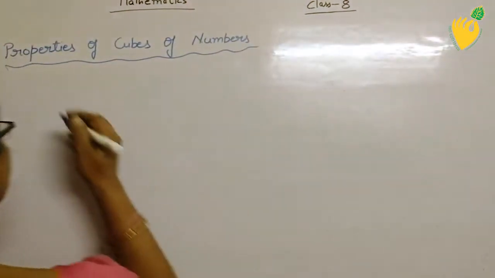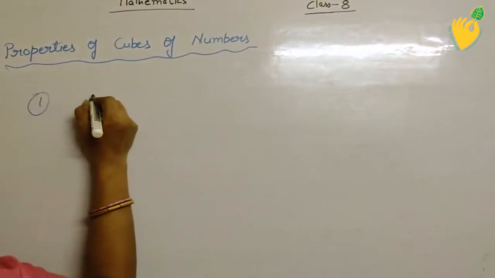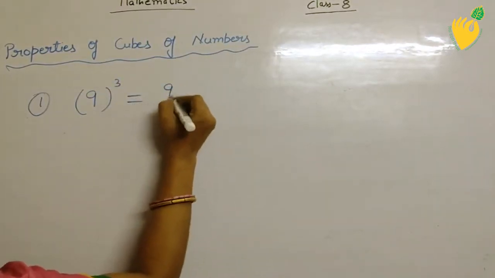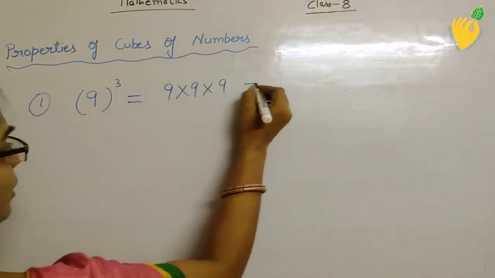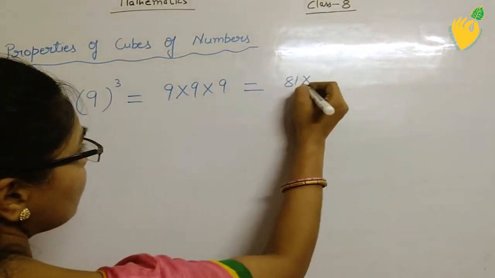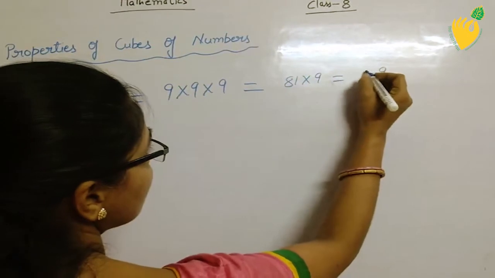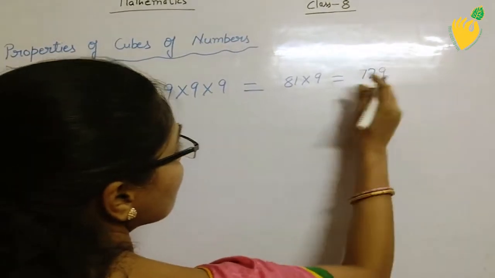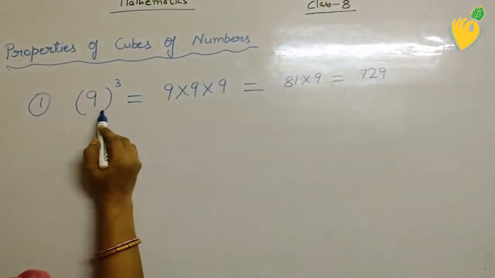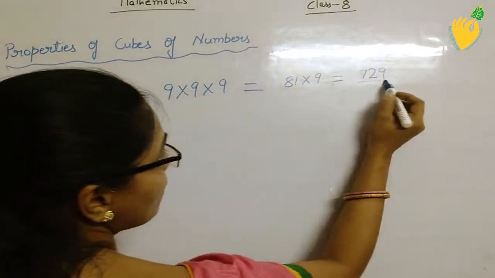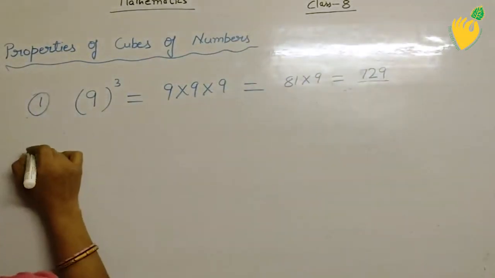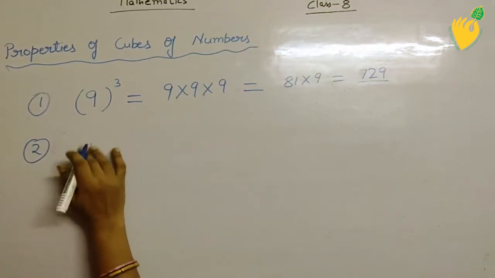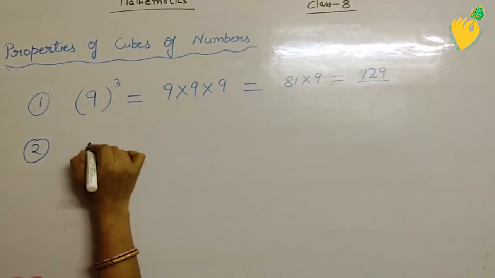Let's see how. Suppose we take any odd number, and we find the cube of that number, we will multiply it 3 times. So 9 into 9 is 81, 81 into 9 is 729. So we can see that the cube of any odd number is also odd. 729 is odd. And the next property is that the cube of any even number, even natural numbers, is also even.